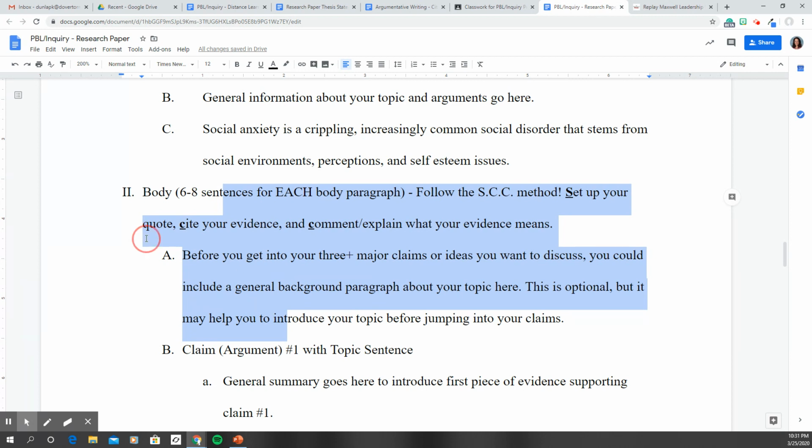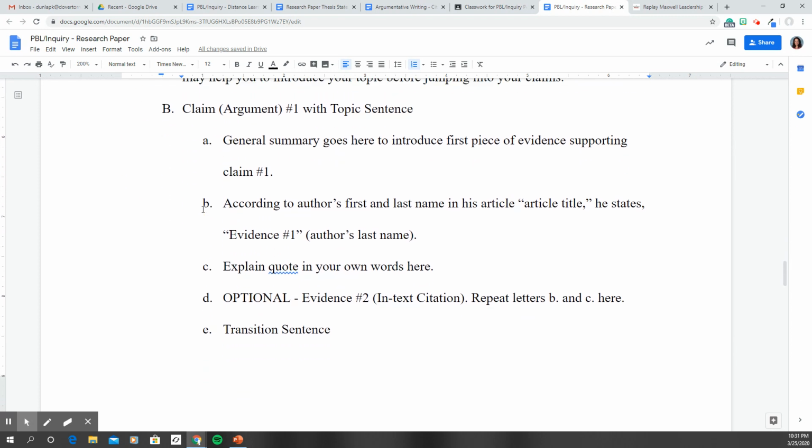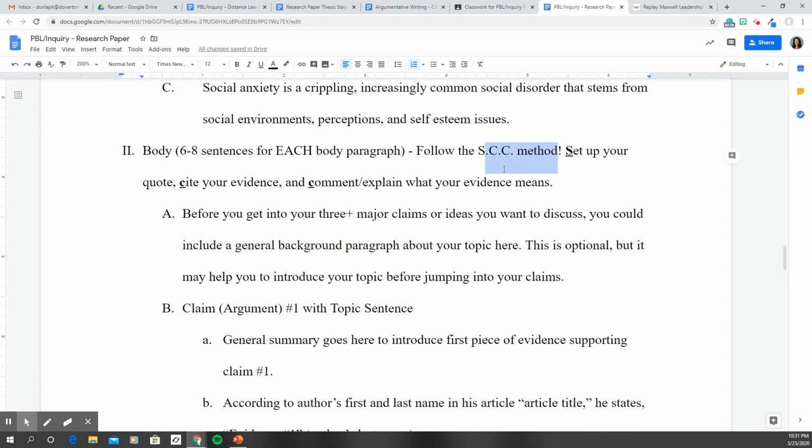However, if he was not going to do that, he would start with social environments, okay? As a social disorder that stems from social environments. So what he's going to do here is he's going to follow the SCC method. So he's going to set up his quote with a topic sentence, okay? And he could say something like, here, I'll type it for you here. Social anxiety stems from social environments.